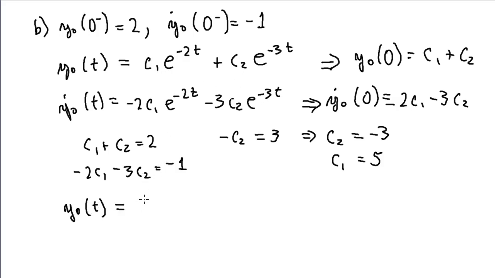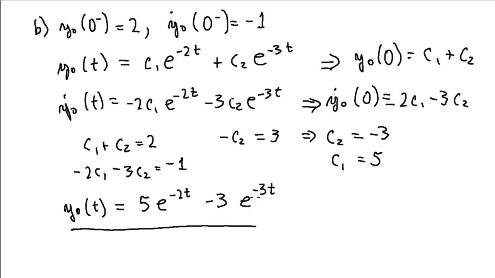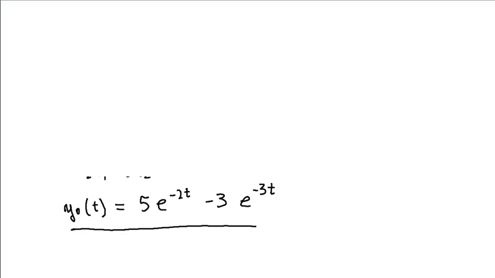So c1 was 5, and that's times my e to the minus 2t mode, and then c2 is minus 3, and that's e to the minus 3t. And so this is the zero state solution for this differential equation that satisfies the initial conditions. Okay. Let's take a look at a second example.